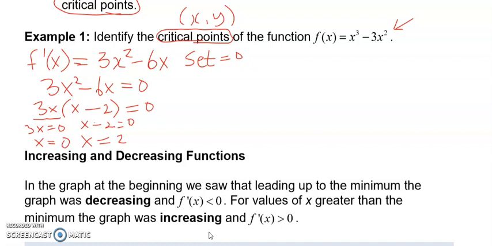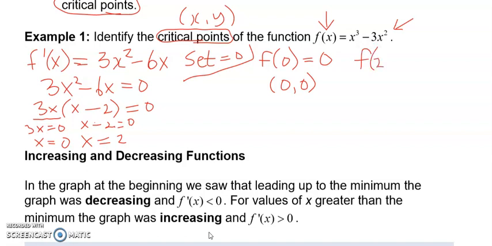Now, because they're asking for the points, what you need to do is take those two values and plug them into the original function to get your y values as well. F of 0, you plug 0 into the original function, and you'll get 0 cubed minus 3 times 0 squared. So that is 0. That tells you that (0, 0) is one of your critical points. It's either a maximum value or a minimum, on the top or the bottom of a curve. You're not sure which yet, but it's one of them.